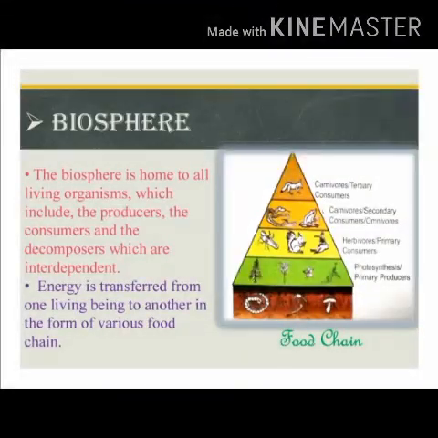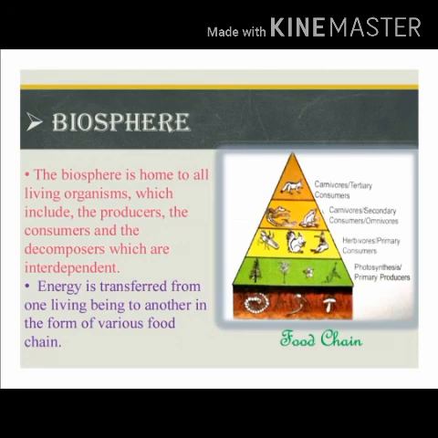The biosphere is home to all the living organisms, which include the producers, the consumers, and the decomposers, which are interdependent. The producers are also called autotrophs, such as green plants, which can prepare their own food using water, carbon dioxide, and sunlight. Most of the other living beings are directly or indirectly dependent on plants for their food. These are known as consumers or heterotrophs.